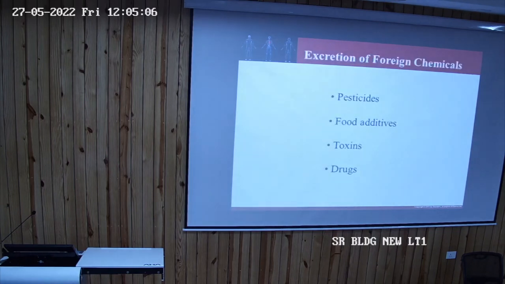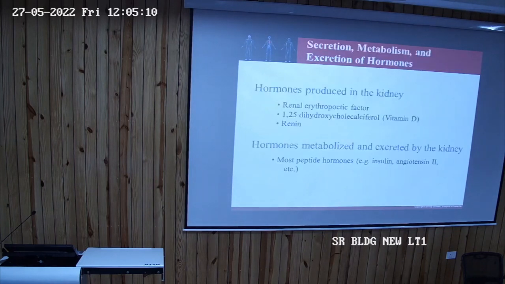Excretion of foreign chemicals, which may be pesticides, additives, toxins, or drugs. Hormones produced: renal erythropoietic factor. Now, how is it produced? What is the stimulating factor for renal erythropoietic factor? So, what is the chain that is created? What is the flow chart?